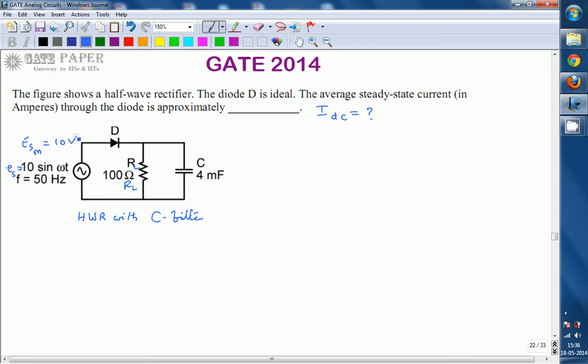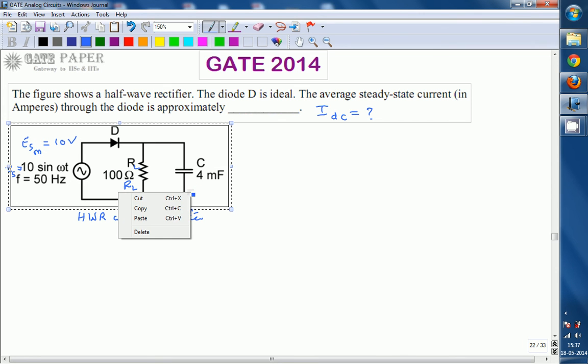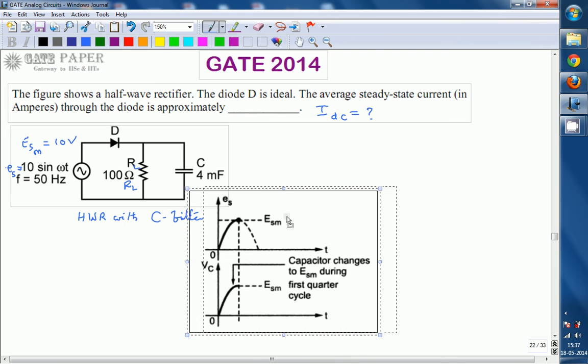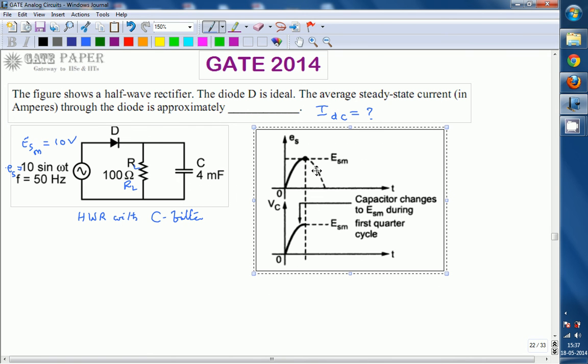We are applying a sinusoidal signal consisting of a positive half cycle and later a negative half cycle. So first we will see the operation during the positive half cycle, later during the negative half cycle, then how to get the relations for the DC current and DC voltages. From that we are going to calculate the IDC value. Sinusoidal signal first gives the positive half cycle, later the negative half cycle.